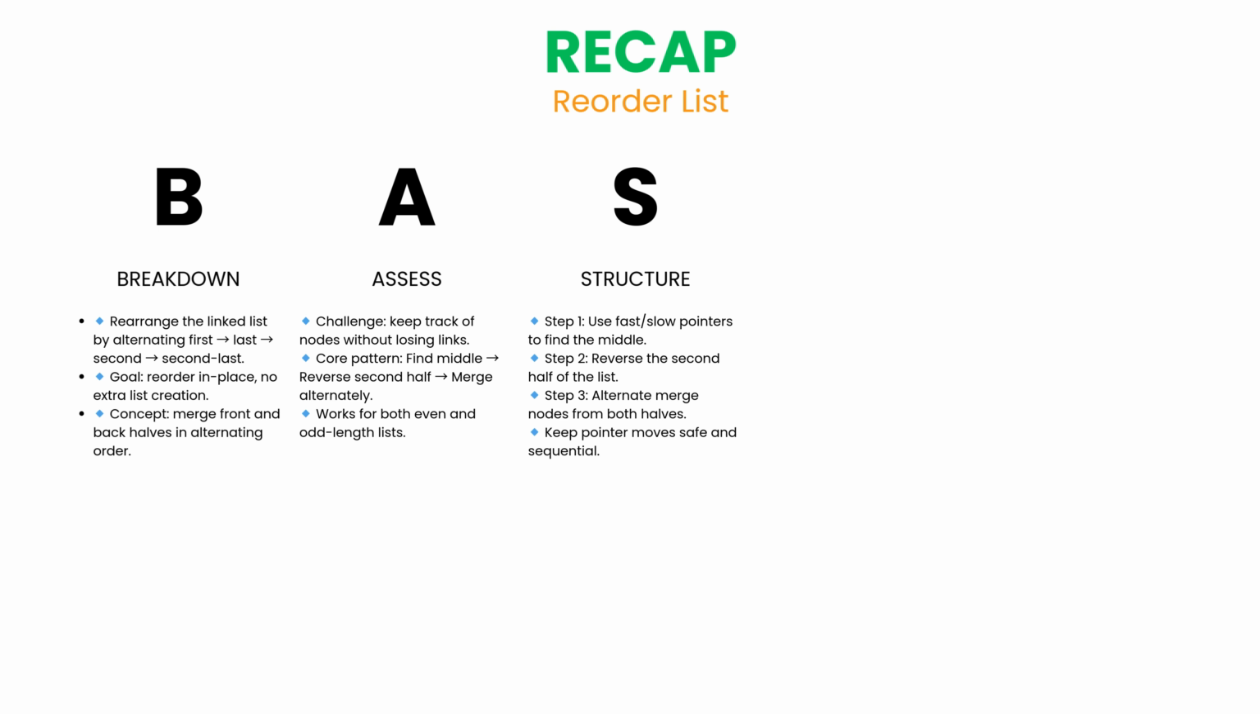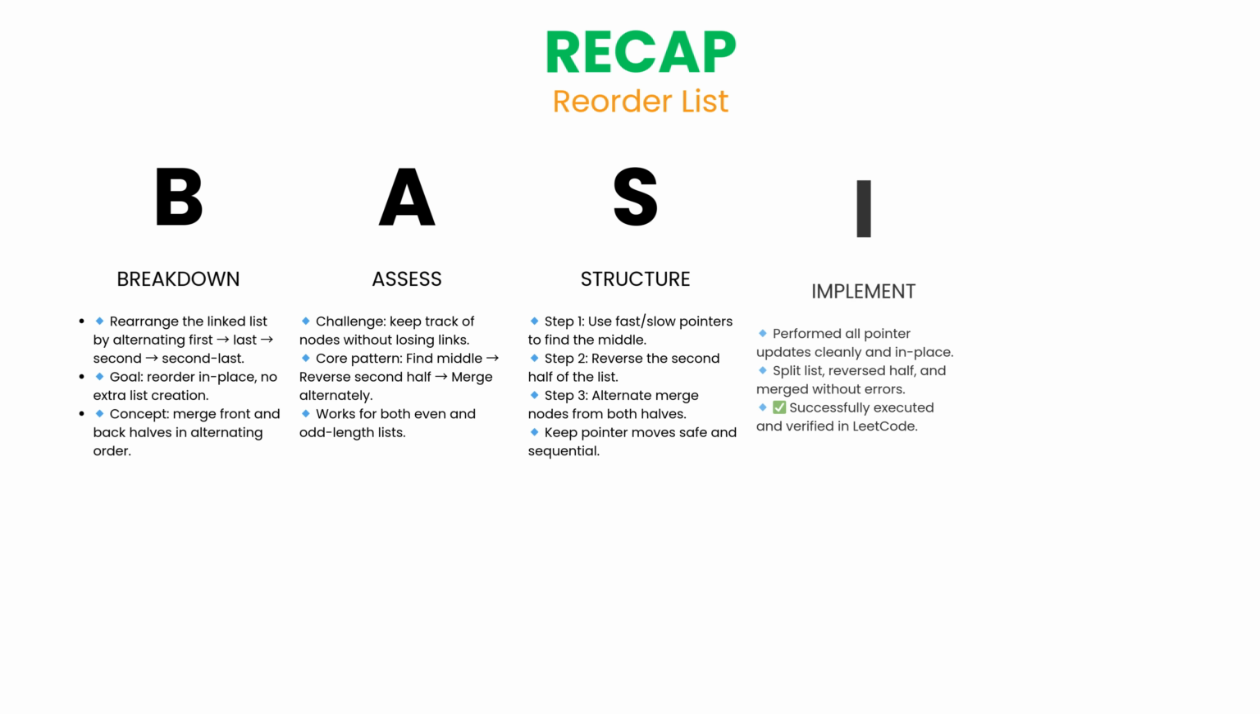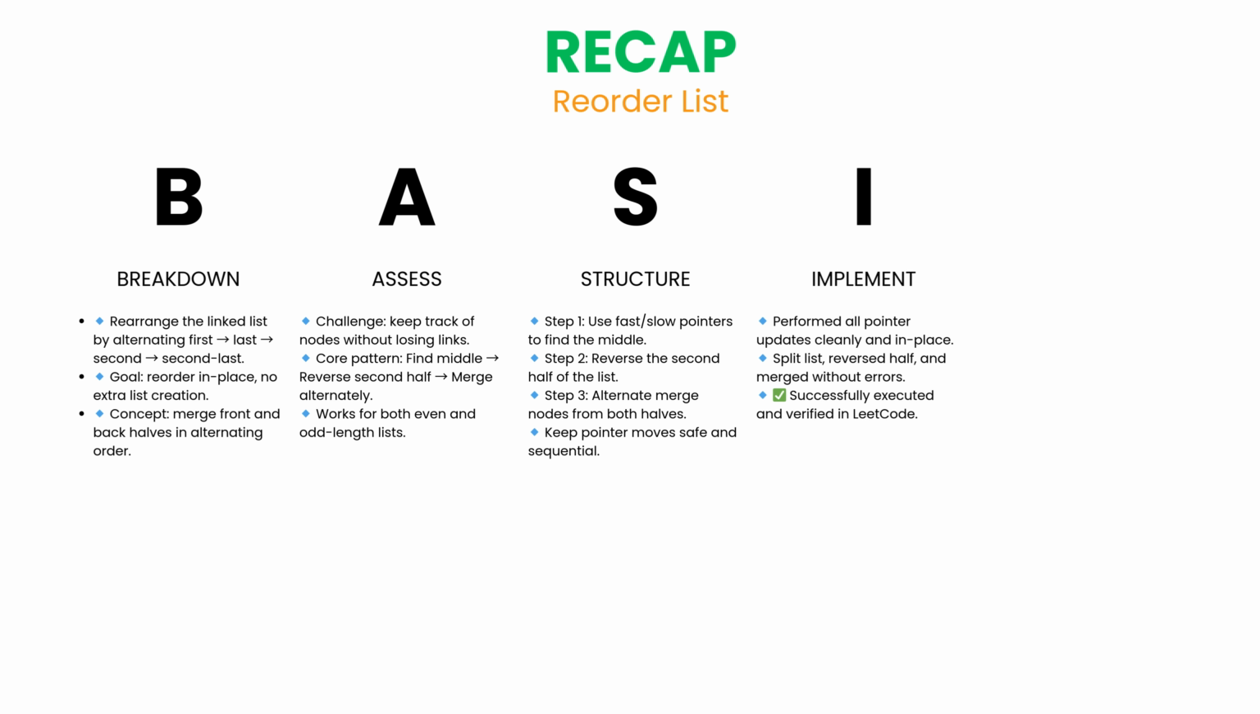Structure recap. Here's the plan. Use slow and fast pointers to locate the middle of the list. Reverse the second half of the list in place. Split the list at the middle and merge the two halves, alternating nodes while keeping pointer updates safe. Implement recap. We implemented slow and fast pointers to find the midpoint, reverse the second half starting from the midpoint, and then merge nodes from each half step by step.